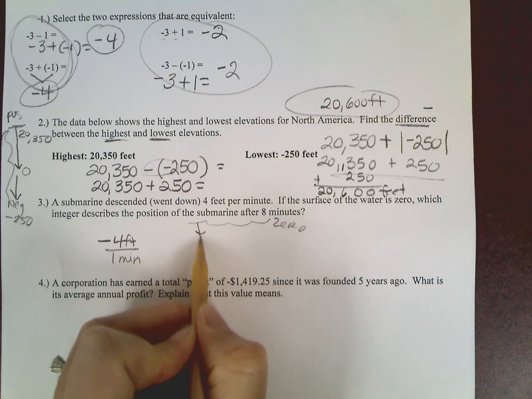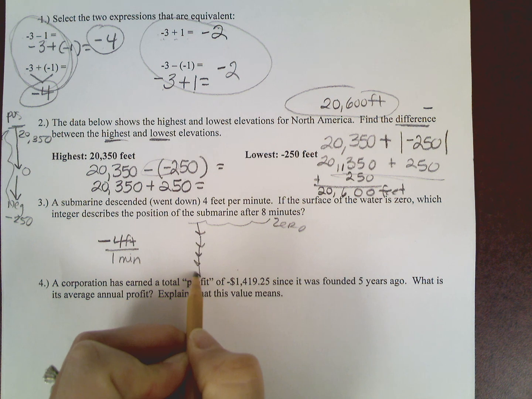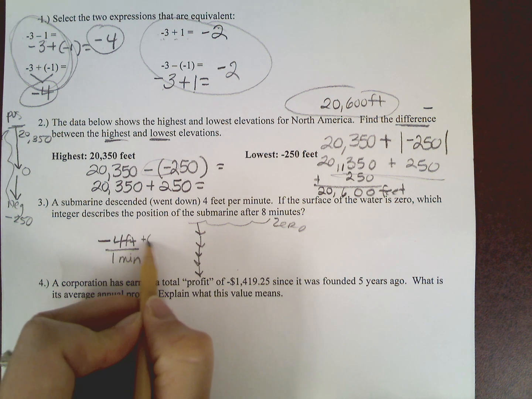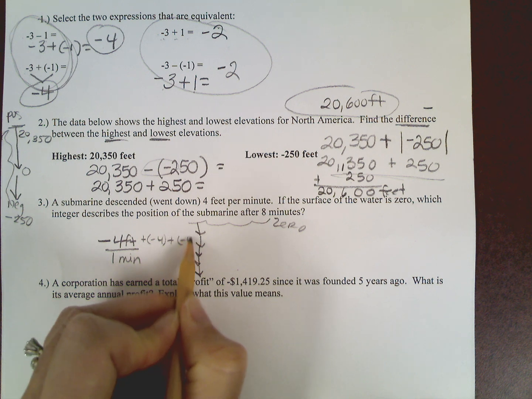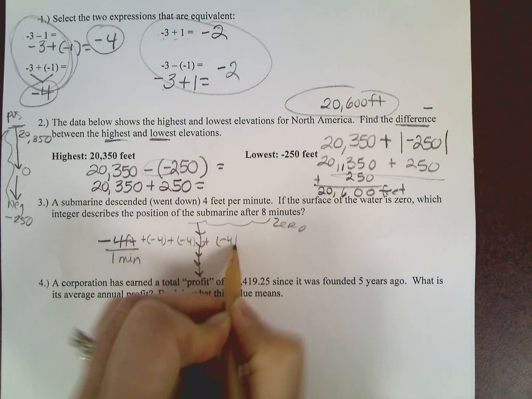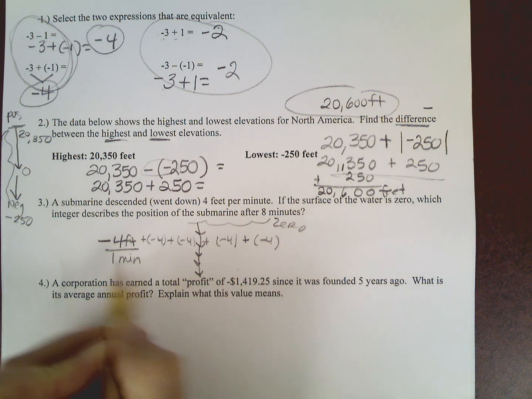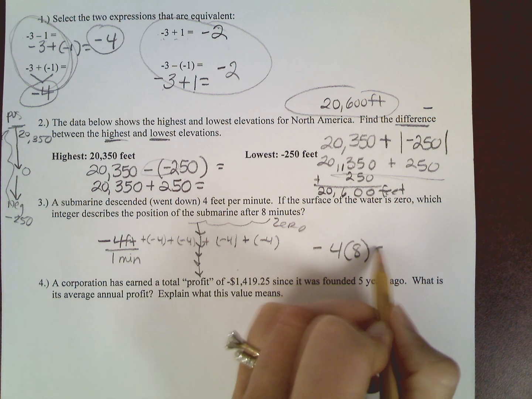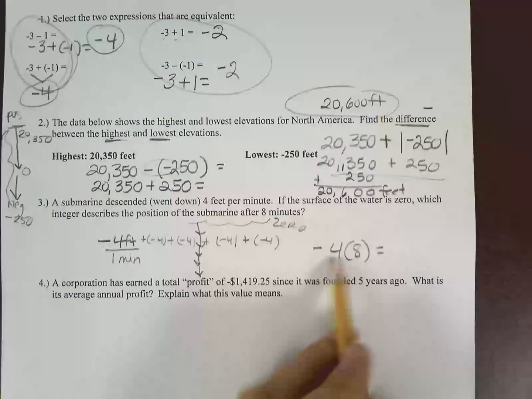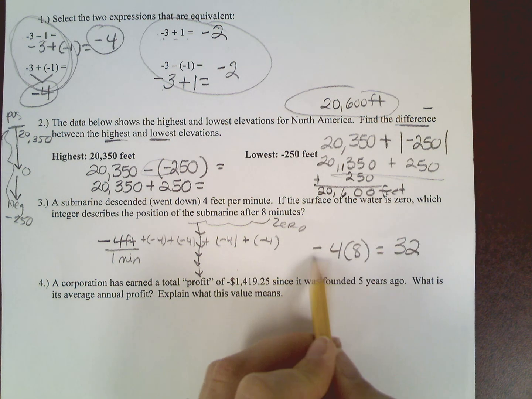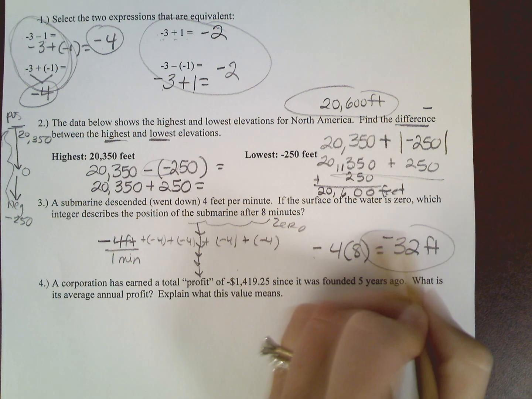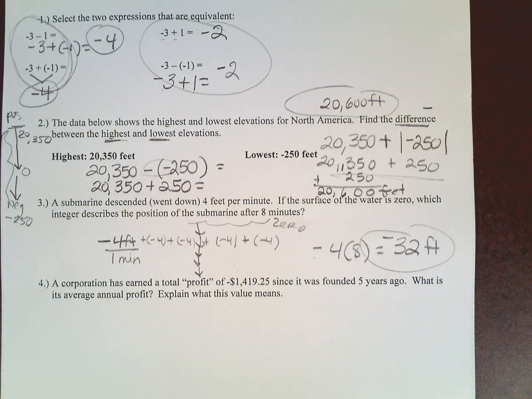So we're going down 4, down 4, down 4. And we're doing this 8 times. Well, I could rewrite it -4 plus -4 plus -4. I could do that 8 times and add it all together. But what's a quicker way to do that than writing this out 8 times? Hopefully you're saying, well, I would just multiply those two numbers together. So 4 times 8 is 32. And again, you've got different signs. So it's going to be -32 feet. Or you could say it's 32 feet below the surface of the water.